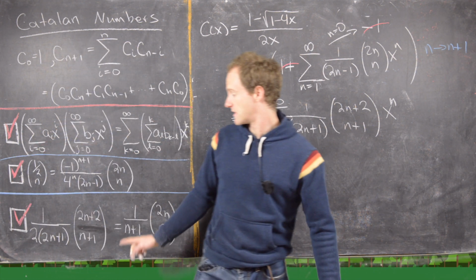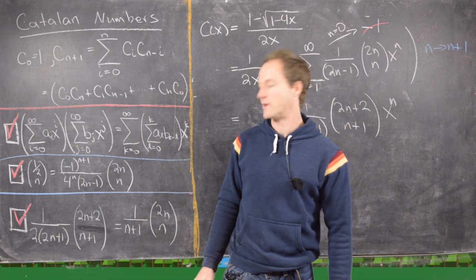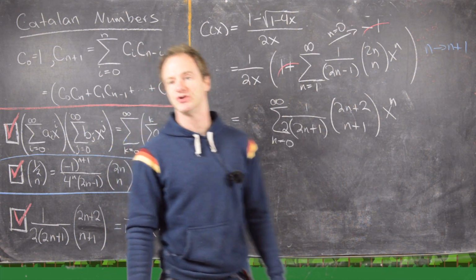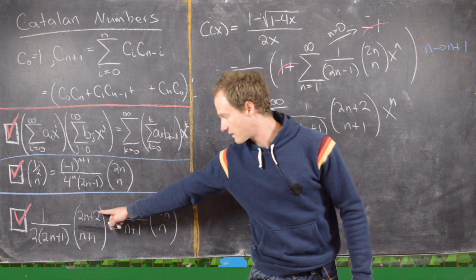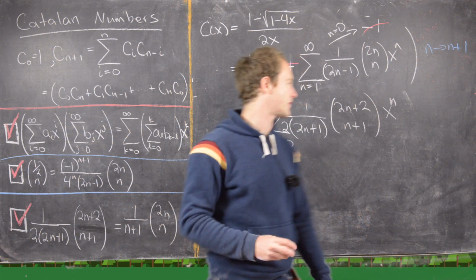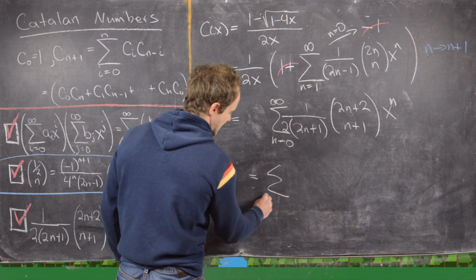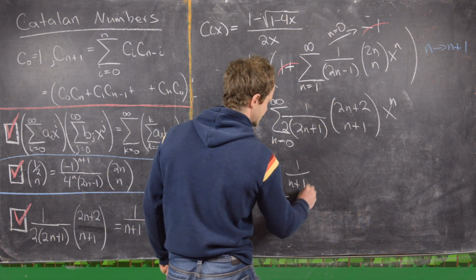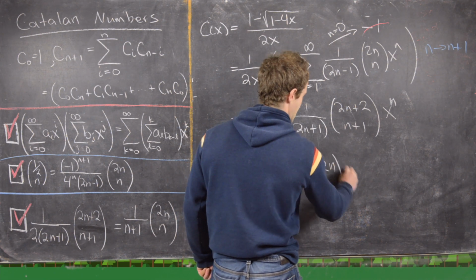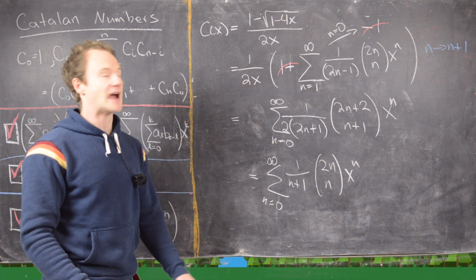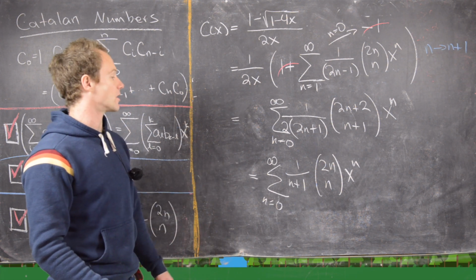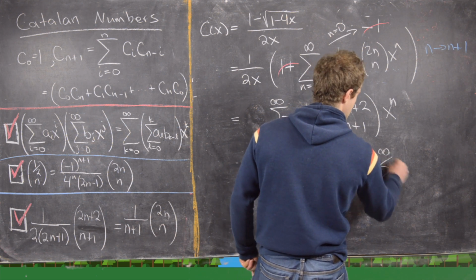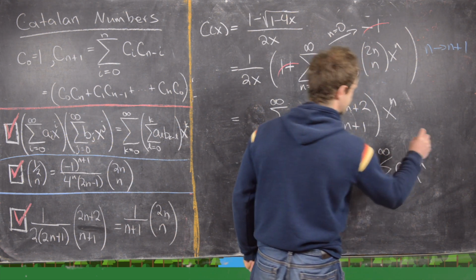Now we've got something that looks like our third bullet point that we proved. Notice we have 1 over 2 times 2 to the n plus 1, 2n plus 2 choose n plus 1, and that's exactly the left-hand side of this, which means I can replace it with the right-hand side. In other words, I can replace this with the sum n equals 0 to infinity of 1 over n plus 1, 2n choose n, x to the n. And that is my final closed form for the Catalan numbers, because let's recall that this is equal to the sum n equals 0 to infinity of c_n x to the n.